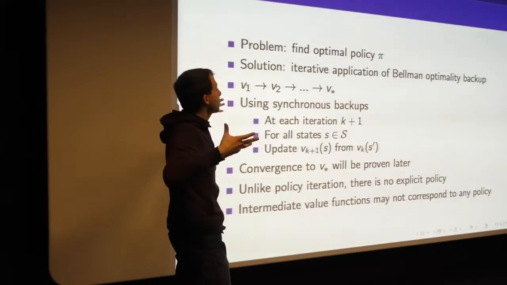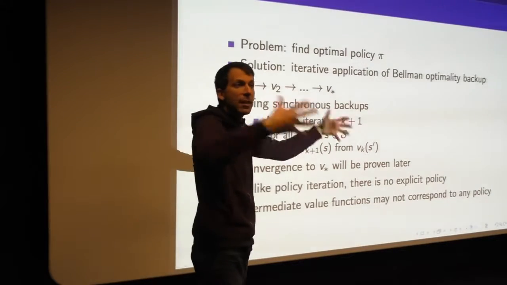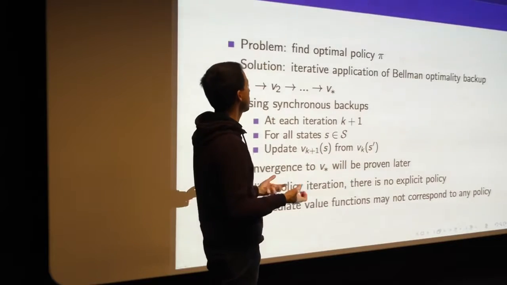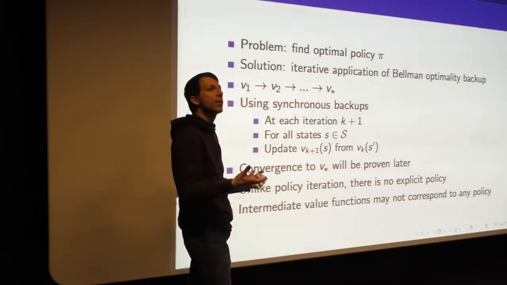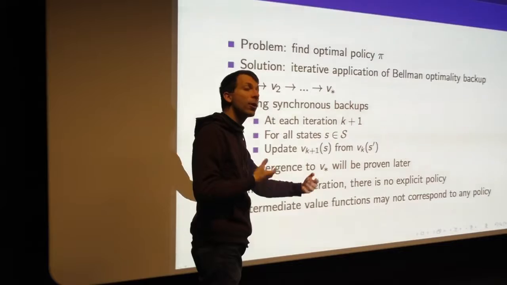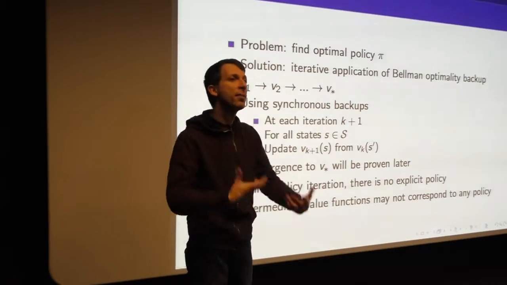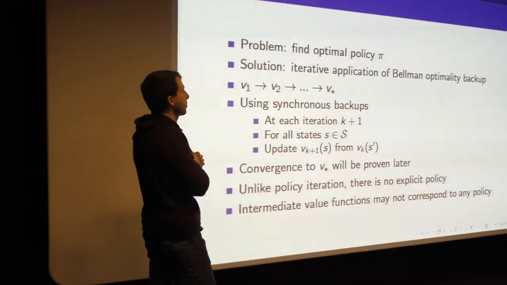But what we want to do now is, given that someone has given us this MDP, we want to solve it. We want to find the optimal value function. So in the previous section we had policy iteration. Value iteration is another mechanism for solving the MDP.